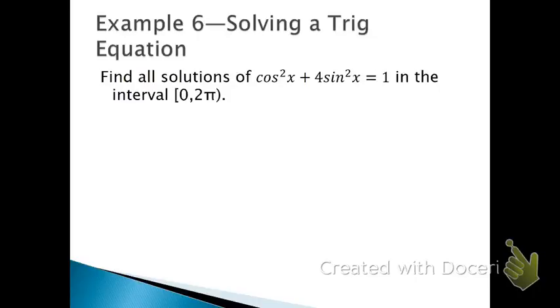All right, on example 6, guys, we're going to make a change on the problem. I want it to say cosine squared of x plus 4 sine squared of x over 2 equals 1. So you need to make that change. We're going to solve this in the interval from 0 to 2 pi, so I need all the answers that exist between 0 and 2 pi.